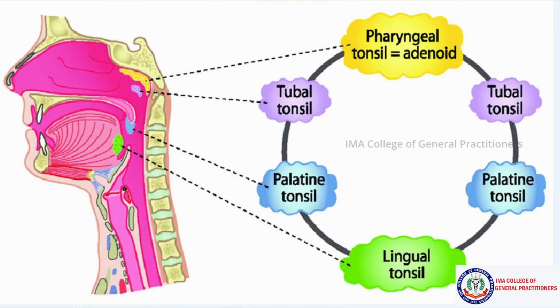So these tissues include the adenoids, which are located in the nasopharynx; the tonsils, or the palatine tonsils to be specific, which are located in the oropharynx; then the lingual tonsil, which is located on the posterior part of the tongue; and you also have the tubal tonsil, which is located at the eustachian tube projection. So these are the various lymphoid tissues in our upper airway.